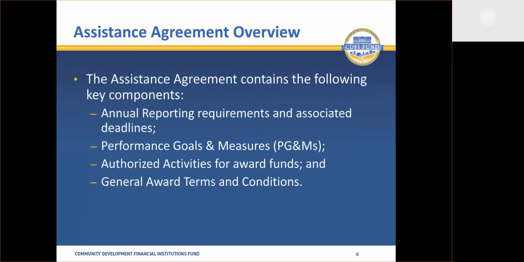We will be hitting on the following key components. There are annual reporting requirements and their associated deadlines, the performance goals and measures, authorized activities for the award funds, as well as general award terms and conditions. Next slide.